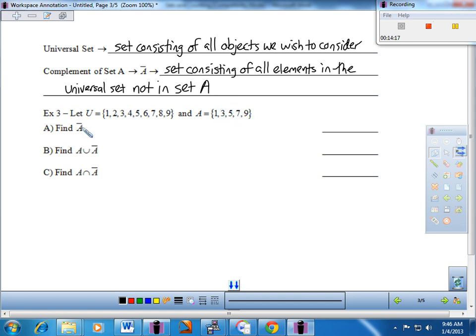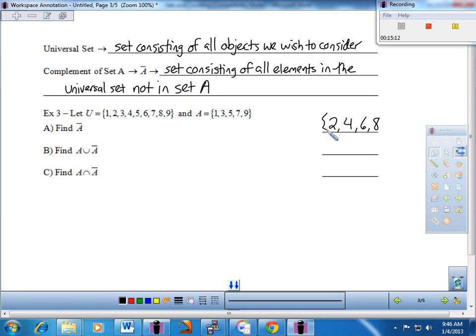Then the complement of that would be everything in here, but not in our set A. And so I'm hoping you would be in agreement with me that if set A consists of the odds, 1, 3, 5, 7, and 9, then it looks like the evens would be the complement. So 2, 4, 6, and 8. And so that would be my set right there.